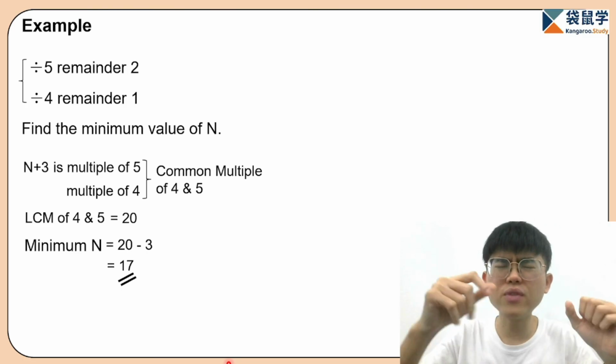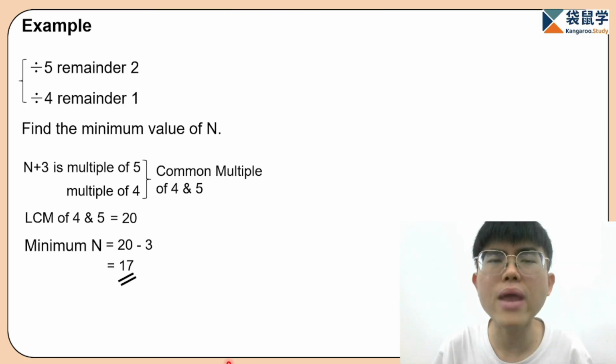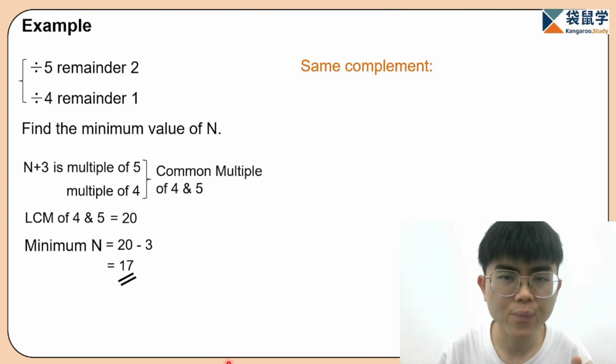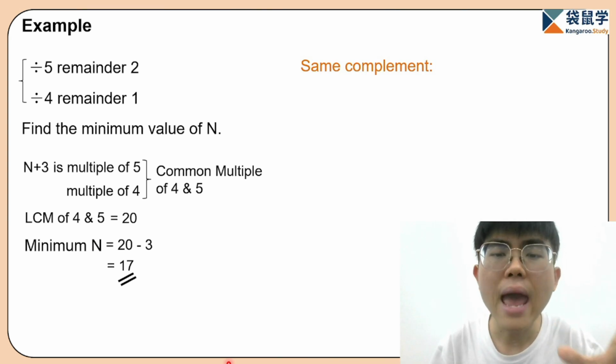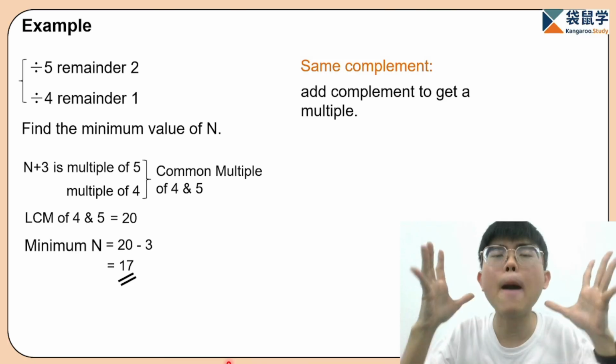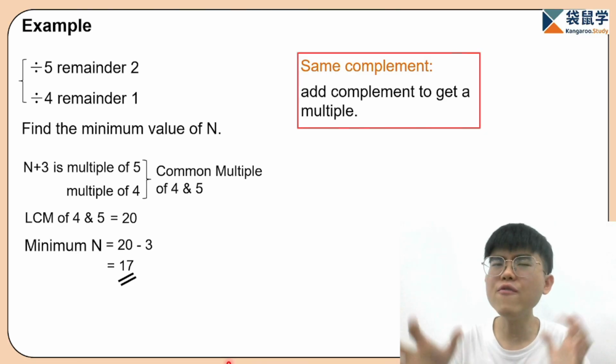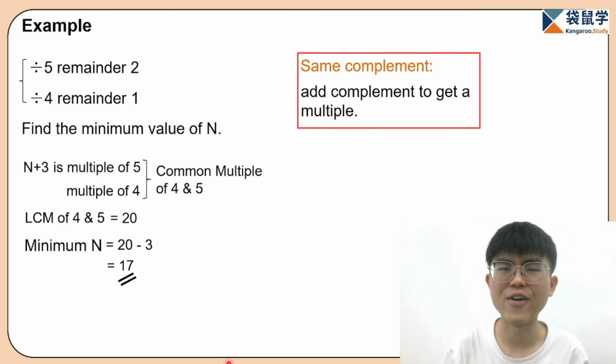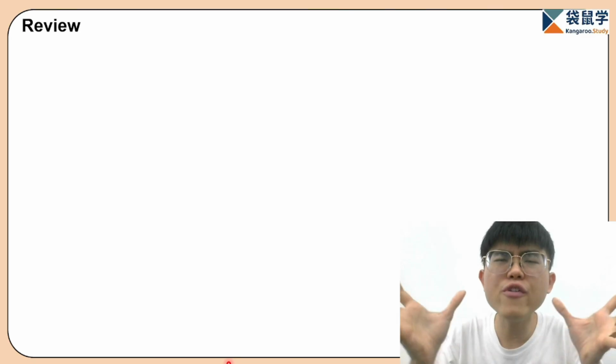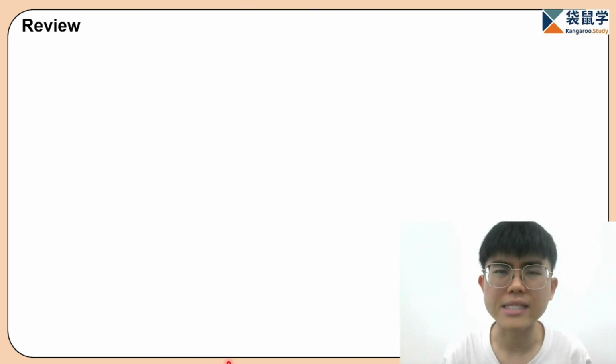Everyone, you can see that from this example right here, we learned that when we have the same complement, we just have to add the complement to get the multiple. So this is what we learned from this example. Okay, everyone. Now let's summarize, let's review what we learned from those examples.